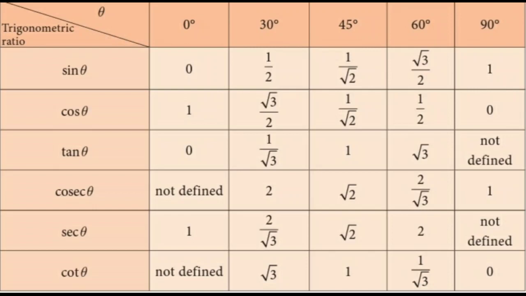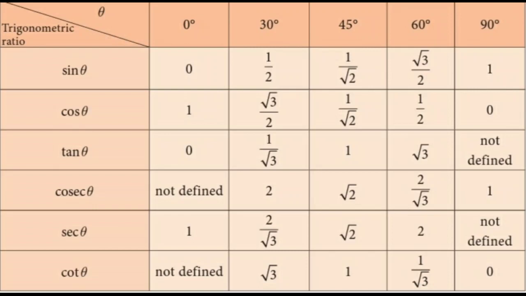Right. Then cos theta. Here we interchange 0 degree and 90 degree of sin theta. Then cos 0 is 1, and cos 90 is 0. And also interchanging 30 degree and 60 degree of sin theta, cos 30 degree is √3/2 and cos 60 degree is 1/2. Cos 45 degree, we can write it down as it is, 1/√2.